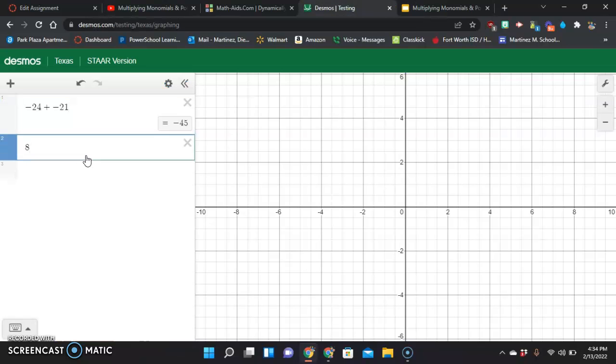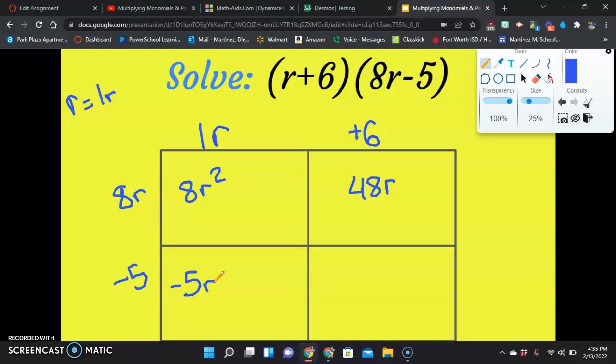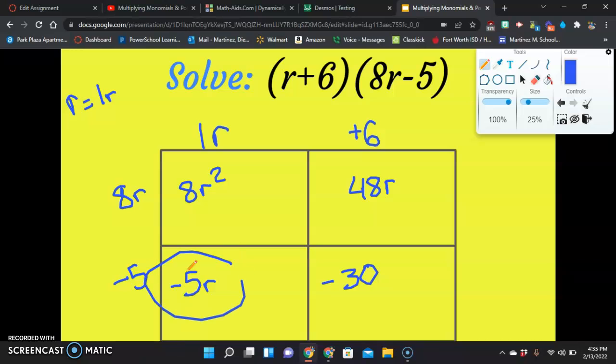We have 8 times 6. I'm going to use this calculator. 8 times 6, which equals 48. Positive 48. All right. Negative 5 times 1 equals negative 5r. And negative 5 times 6 is equal to negative 30. All right. Now we add these two numbers.